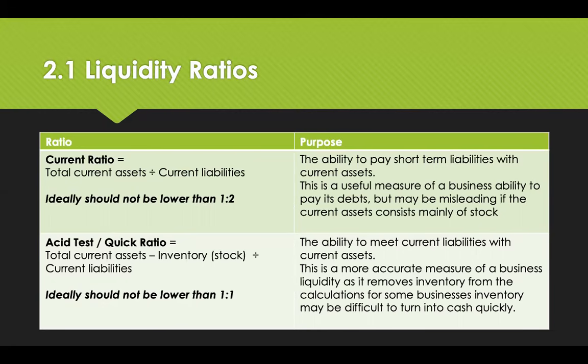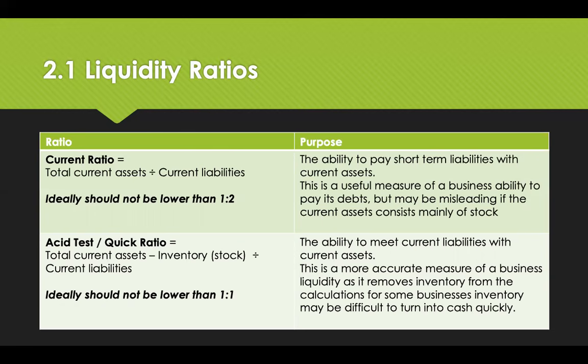So the current one simply looks at your total current assets, which does include your fixed and current assets, so that's your buildings, your machinery, your vehicles, as well as any stock, because again, stock is an asset. And then you divide it by how much you owe. This ideally should not be lower than 1 to 2. So it means that you own twice as much as you owe.